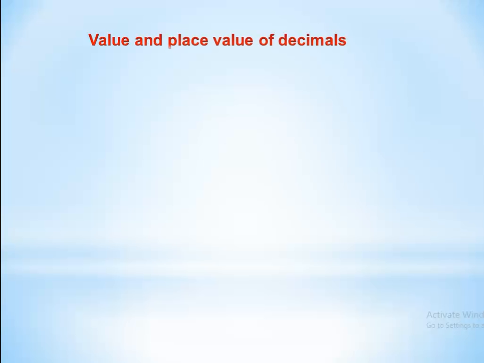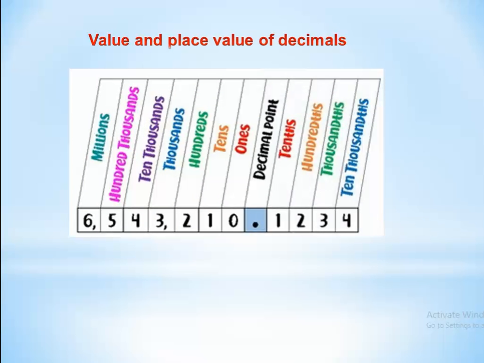Okay, value and place value of the decimals. Let's see this number. In this number we have 6, 5, 4, 3, 2, 1, 0, then the decimal point, and 1, 2, 3, 4. We know the name of this decimal point. The numbers before the decimal point represent units, tens, hundreds, thousands, ten thousands, hundred thousands, millions, and so on. But the numbers after the decimal point start from tenths.